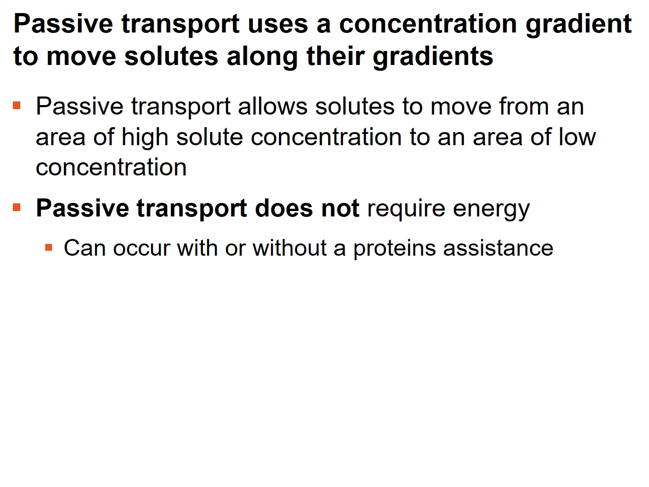Passive transport uses a concentration gradient to move solutes along their concentration gradients. So basically, moving along the concentration gradient is going down the concentration gradient. It's moving from an area of high solute concentration to an area of low solute concentration. Passive transport does not require energy at all, and it can occur with or without the assistance of a protein.